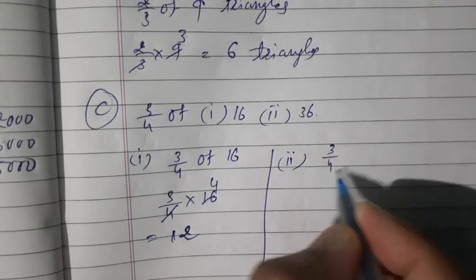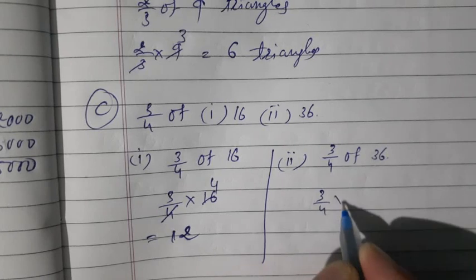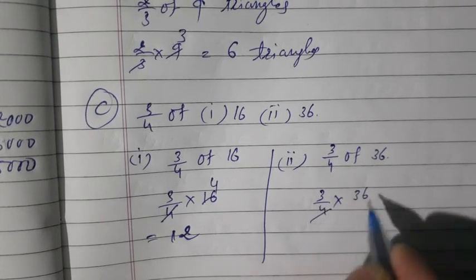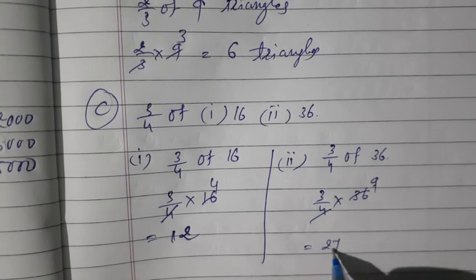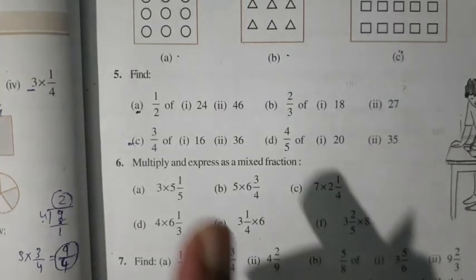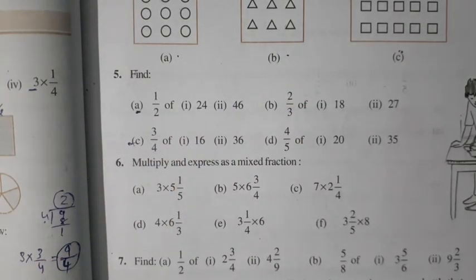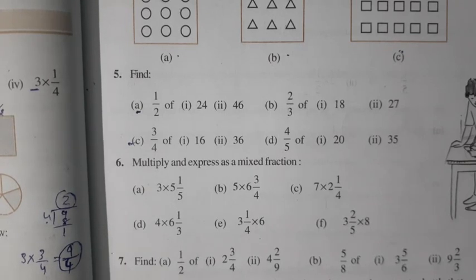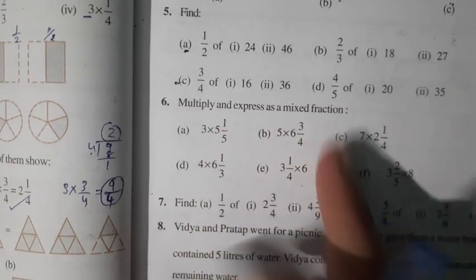Number 2. 3 upon 4 of 36. So 3 upon 4 into 36. 9 4s are 36 and 9 3s are 27. Okay. So you see, same for A, B and D. You just do it yourself. It's so easy. Okay. Now number 6. Multiply the expression as mixed fraction.